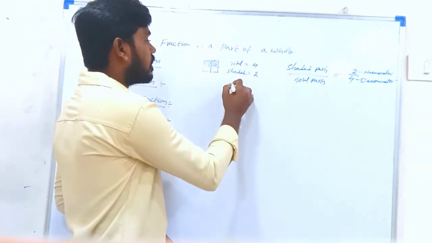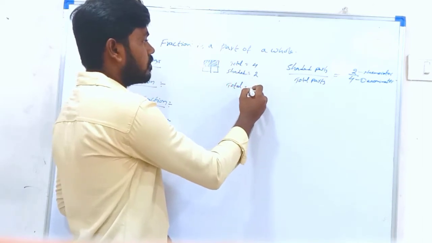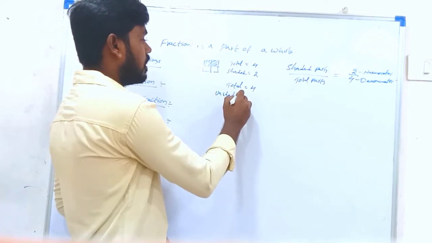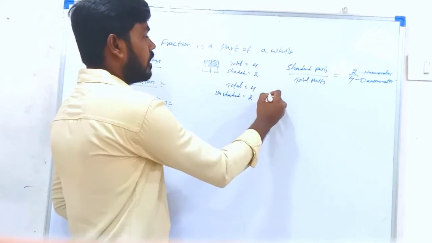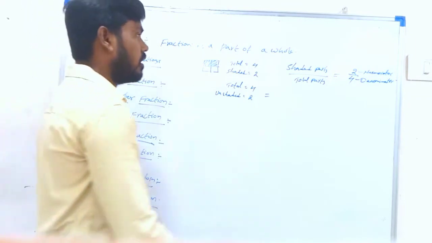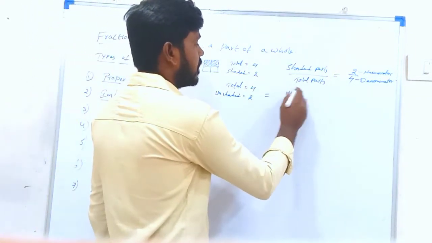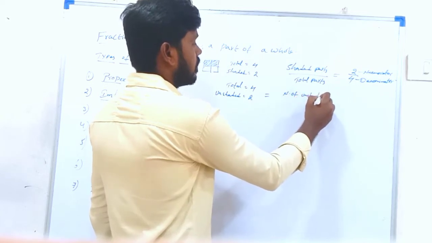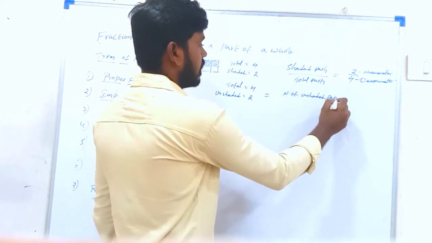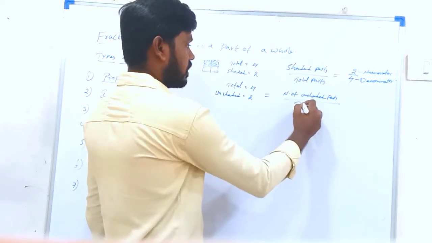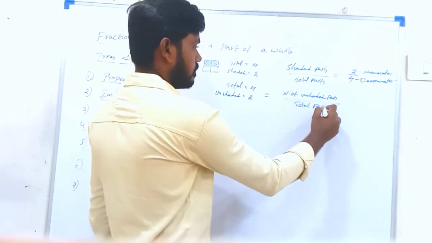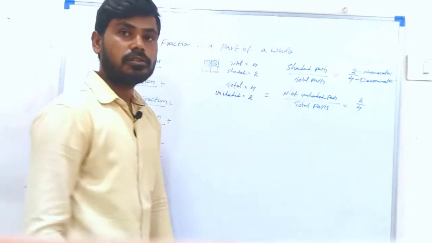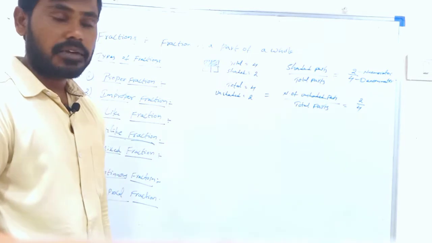Okay. Then if we take the unshaded parts of the figure, how many total parts are there? Total parts are 4. Unshaded parts are 2. Again, we can express this as a fraction: number of unshaded parts divided by total parts, that equals 2 by 4. It is also expressed like this in the fraction.